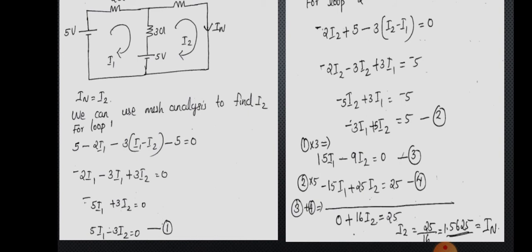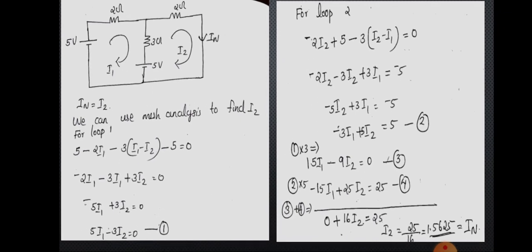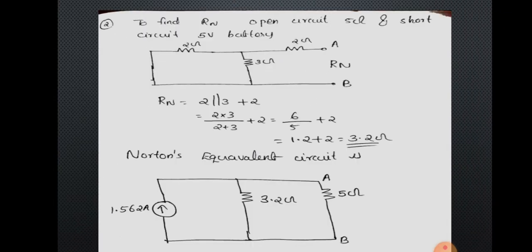And next, what is the step? We have to find out Norton's resistance value RN. For finding the resistance value, we have to remove the load resistance 5 ohm by an open circuit. So the circuit diagram will look like this. To find RN, open circuit the 5 ohm. So we will get the circuit like this. Also we have to short circuit the voltage sources and open circuit the current sources. So we will get a circuit like this, and RN can be found by simple addition of 2 ohm with the parallel combination of 3 ohm and 2 ohm. So RN will be equal to 3.2 ohm.